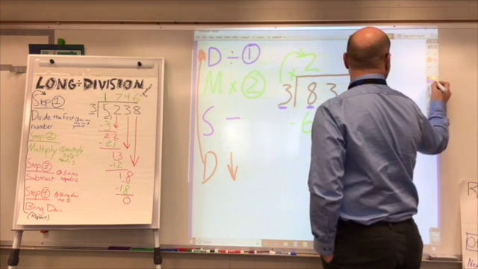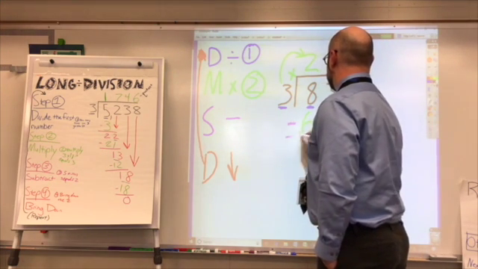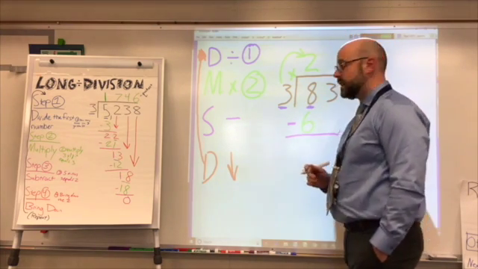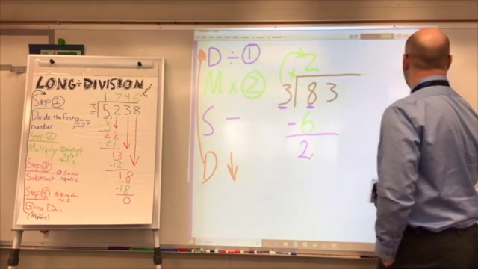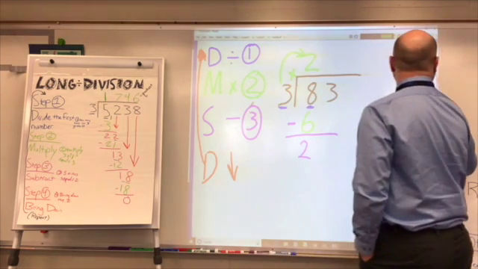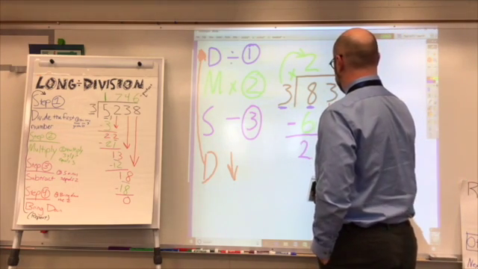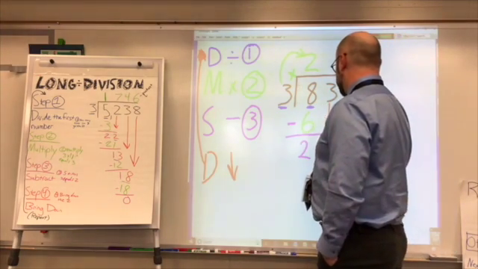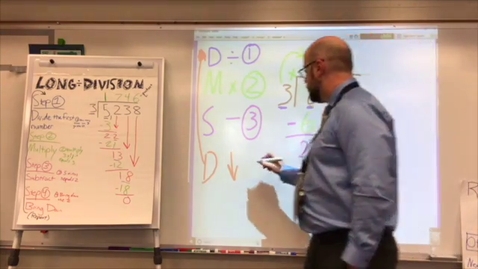All right. Then we subtract. You subtract this number, the number that's underneath. 8 minus 6 is 2. That's step 3, that subtraction. And then we'll go to step 4, which is simply drop the next number. So that last D stands for drop. So then if you drop it, it becomes 23. All right, we've dropped our number.